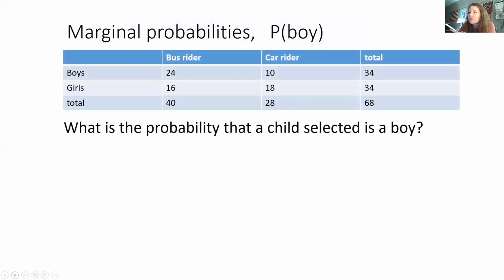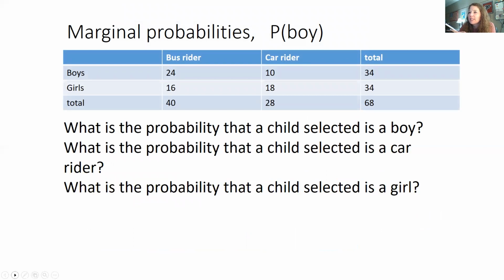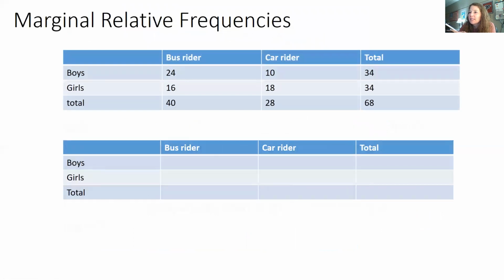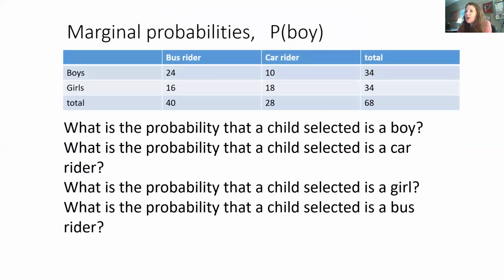All right, so let's look at all these questions. Of the grand total, what is the probability that the child selected is a boy? Well, how many total boys were there? A total of 34 boys out of 68. And so, of course, that is 50% or 0.5.